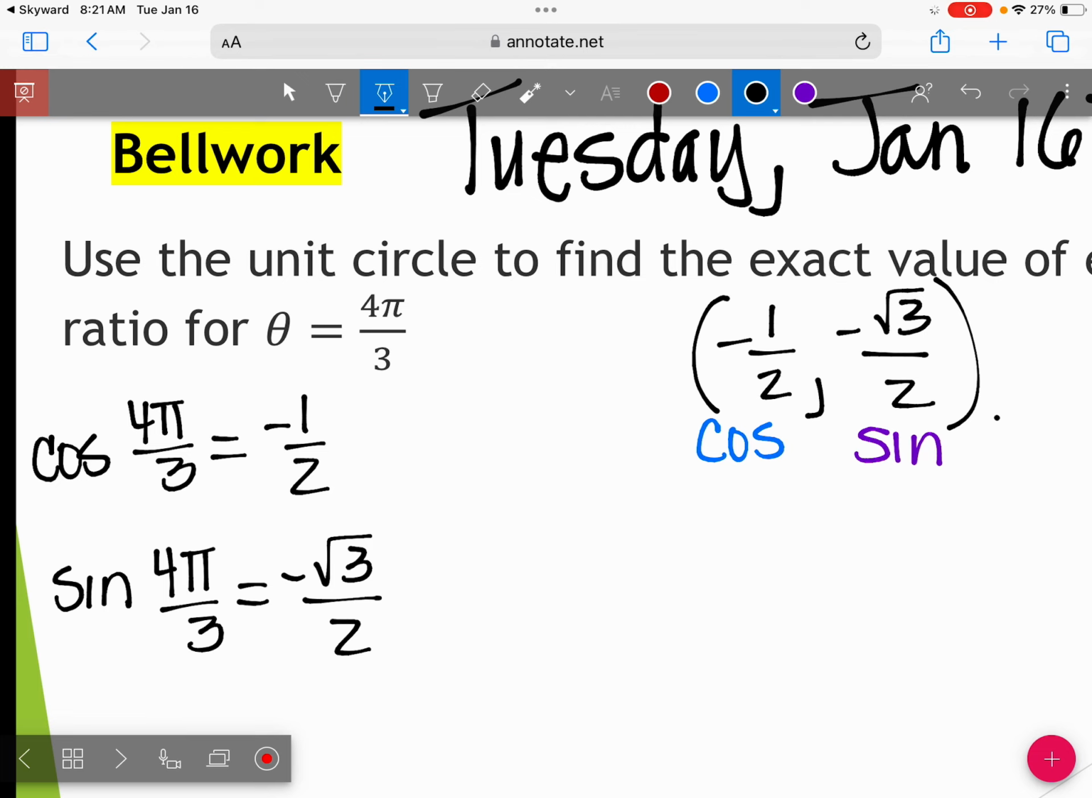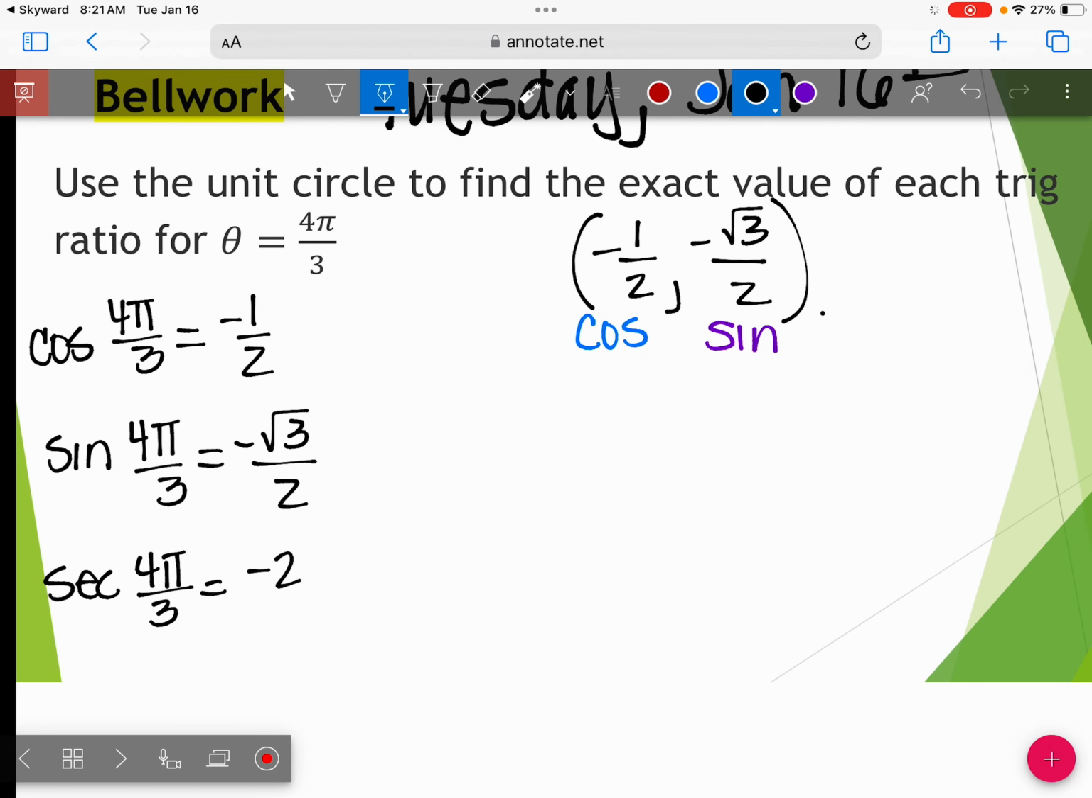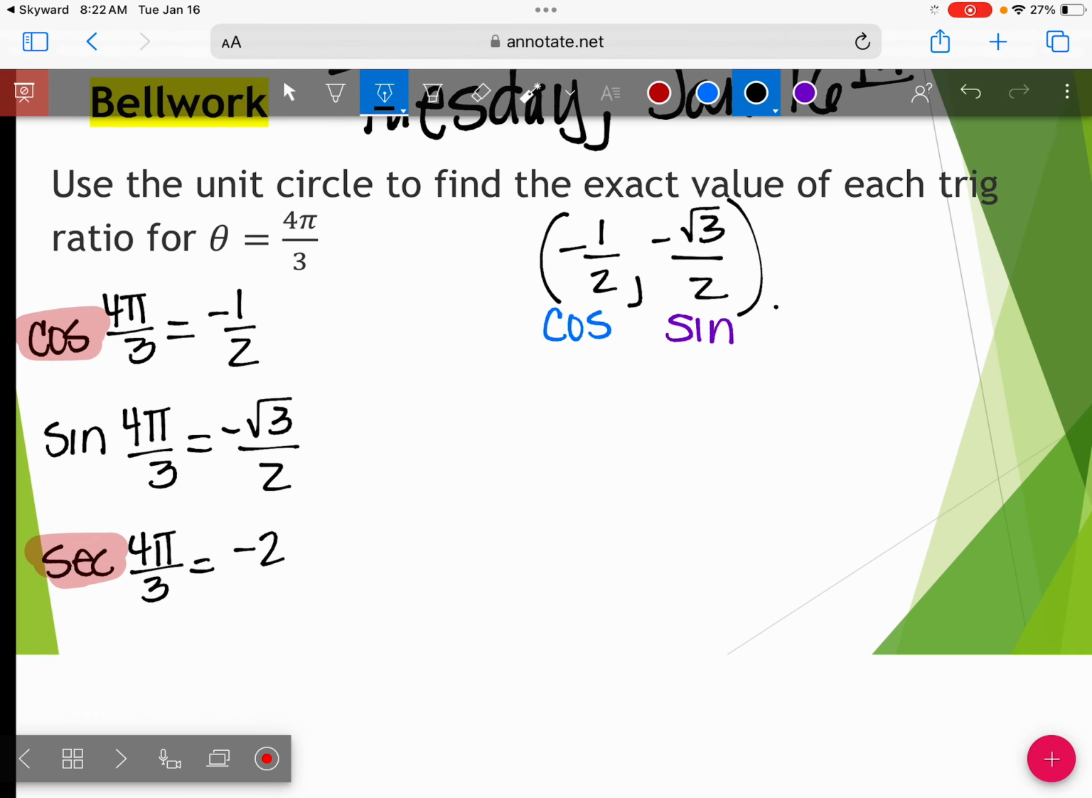So to find secant, it is the reciprocal of cosine. So to find the secant, you need to take the reciprocal of -1/2. And what is the reciprocal of -1/2? -2 over 1 or -2. So these two are sisters. There, you just flip them. Cosine and secant, you flip them. So now let's find the cosecant.